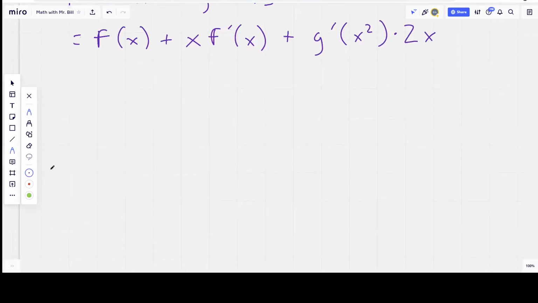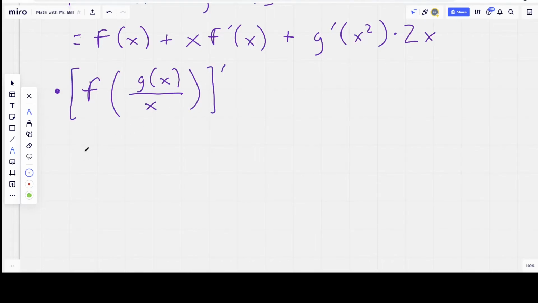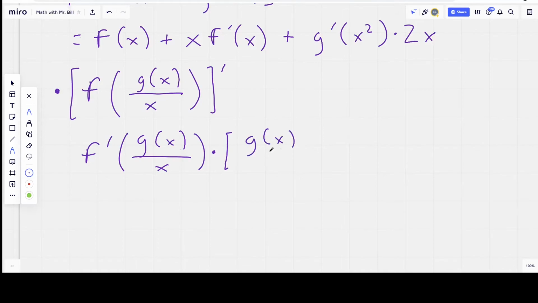Okay, let's take a look at the next function here. So the last function here is going to be f of g of x over x. So the first thing we've got here is the chain rule. So the chain rule says that we take the derivative of the outside, so f prime, and we leave the inside alone, g of x over x. And then we chain on, we multiply by the derivative of the inside, which I'm just going to write out as the inside primed. So I don't want to have to figure that out in my head.